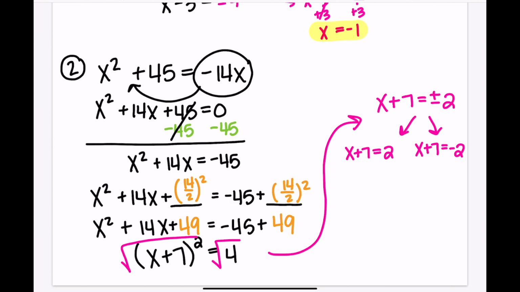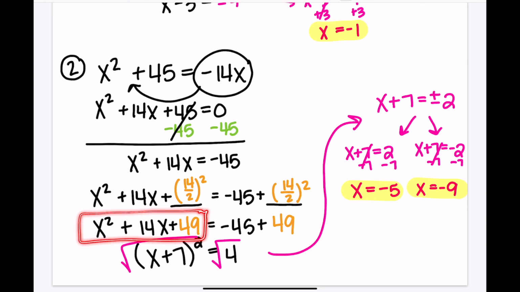All right, so just subtract 7 on both sides. So x equals negative 5. Subtract 7 on both sides, x equals negative 9. So those are our two solutions for this quadratic. So again, the process of completing the square actually stops right here because this is our perfect square trinomial, but then everything after that was just continuing so that we could solve the quadratic.